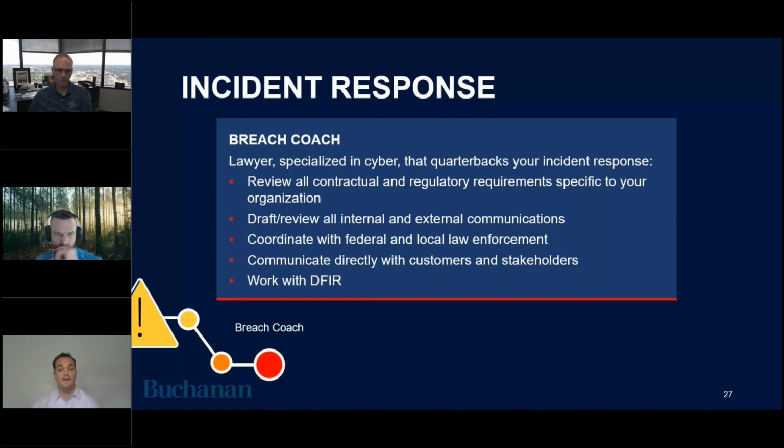They have to be clear and accurate. They have to make sure that they're complying with different regulatory regimes and different requirements. Then the coordination with law enforcement.